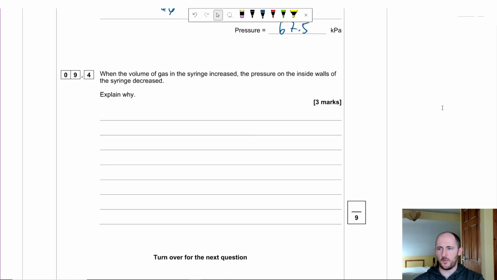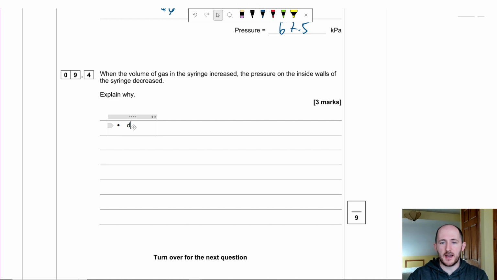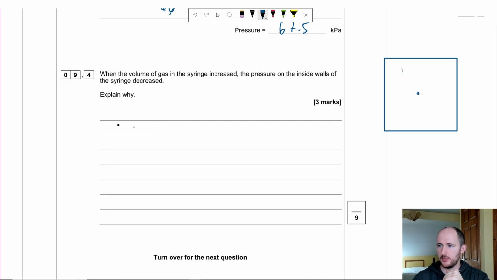And lastly, when the volume of gas in the syringe increased, the pressure on the inside walls decreased. Explain why. Okay, so this is essentially asking you, where does pressure come from? And it comes from particles hitting walls. So if you have a big box here, and we view these, the pressure is the force of the collision of these particles with the wall.